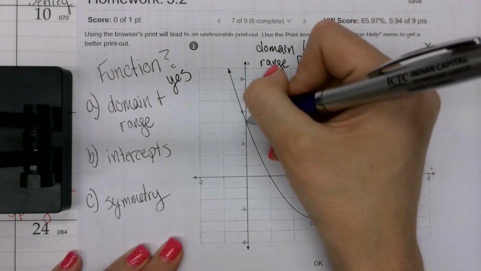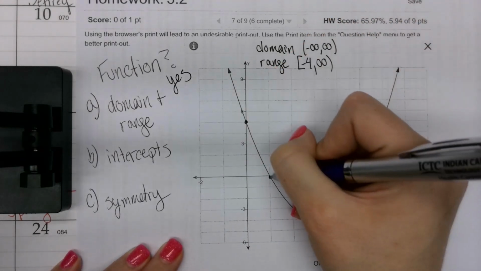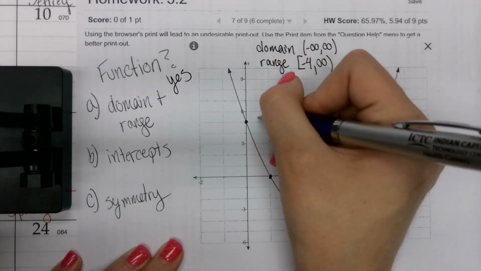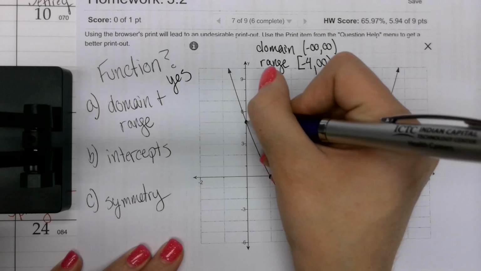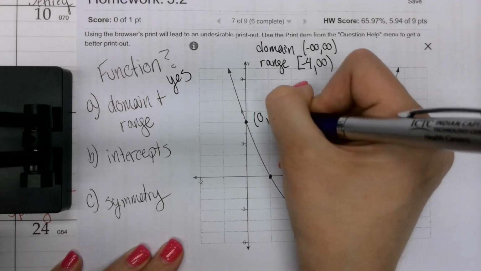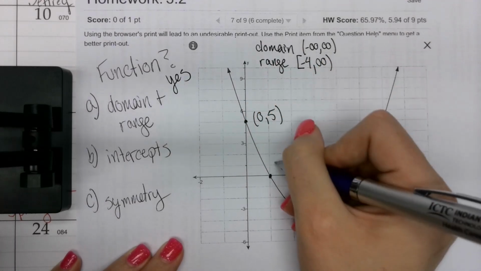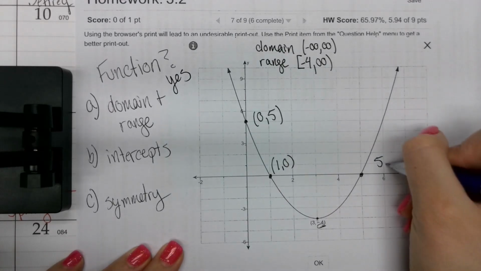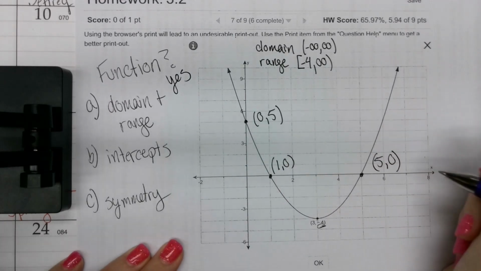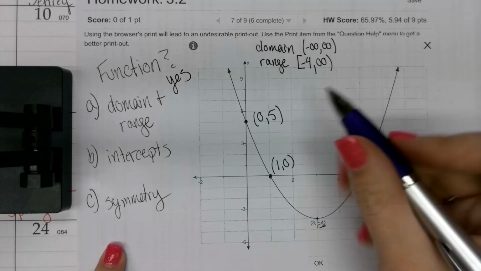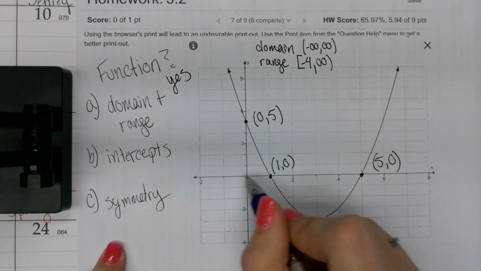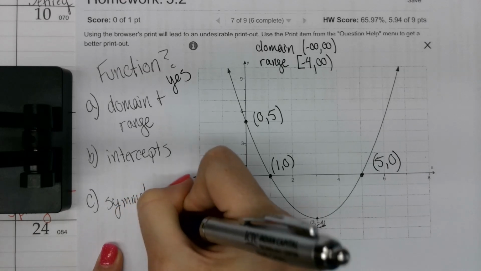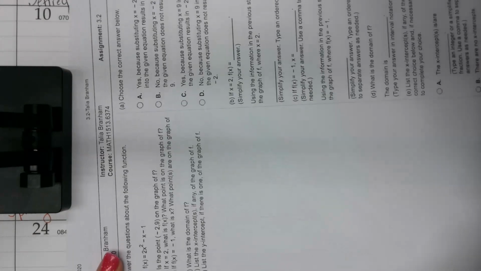Our intercepts, I have one here, here, and here. So my intercepts would be, this is 1, 2, 3, 4, 5, so 0, 5, 1, 0, and 5, 0. And then symmetry, since this isn't symmetric over the x-axis, the y-axis, or the origin, it has none. Okay, that's the end of those.